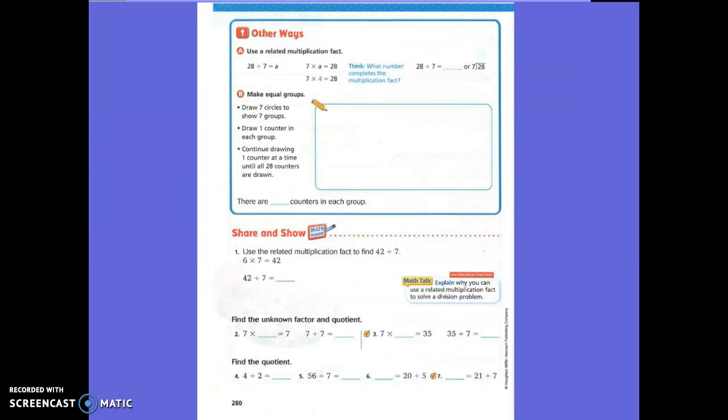Okay, the other strategy is using a related fact. 7, which is multiplying, okay? 7 times what equals 28? Maybe you should all know this because we just did the problem earlier, but 4. 7 times 4 equals 28. If you know 7 times 4 equals 28, then you can know that 28 divided by 7, for related facts, we have to have the same numbers, they'll just be switched around, will equal 4. Make sure you have 4 in both places.